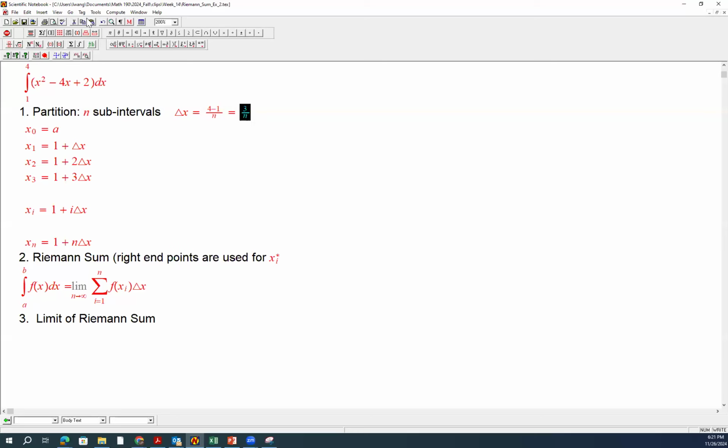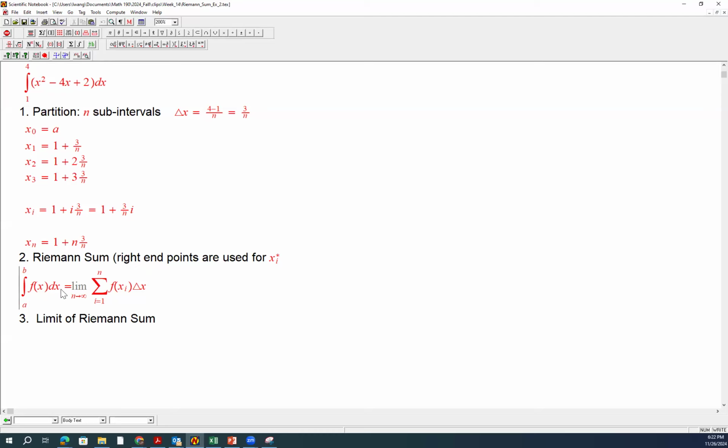And delta x will be replaced by 3 over n. Okay? 3 over n and 3 over n. You can see all of these substitutions. You can simplify, but what we really need is this part. So you may like to write it as 1 plus 3 over n of i, because i is treated as a variable.